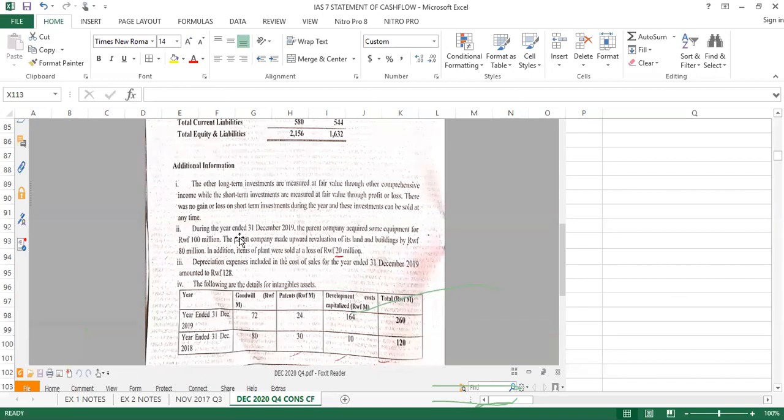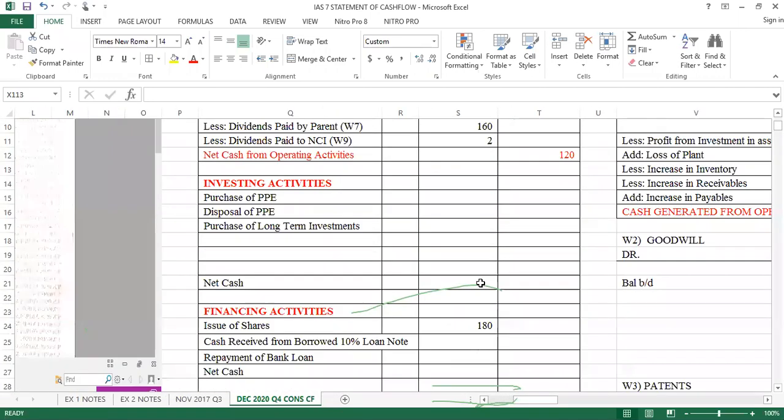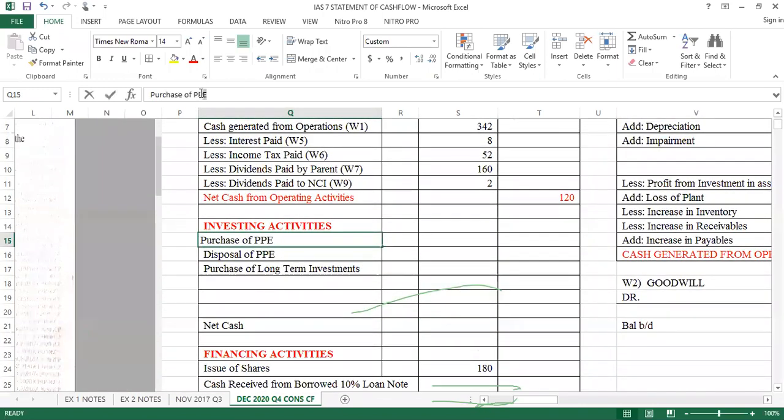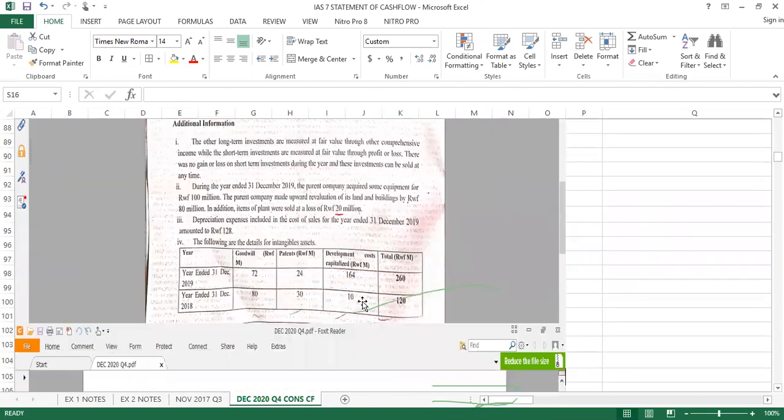I'm just reading additional information. During the year ended 31st December 2019, the parent company acquired some equipment worth 100 million. So, purchase of equipment. Let me be very specific. The purchase of equipment does not need working. It is 100 million. Okay, let us continue with the additional information.